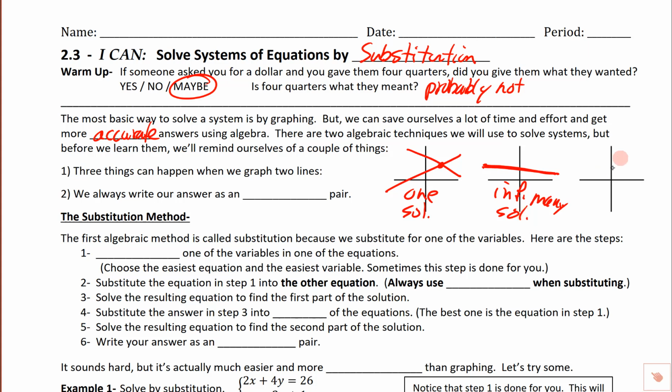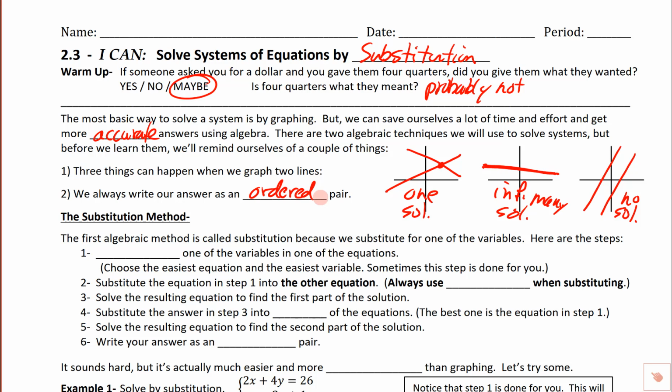And then we can also have something like this. We can have two lines that look like that, and in which case we have no solution, and the word that we use for that is inconsistent. Okay, so those are the three things that can happen. And one more reminder, we always write our answer as an ordered pair. We write the x first and the y second, and we put those in parentheses.